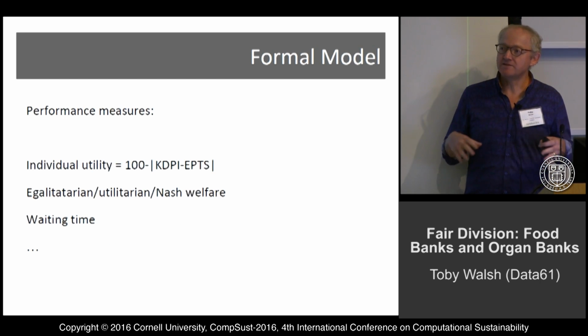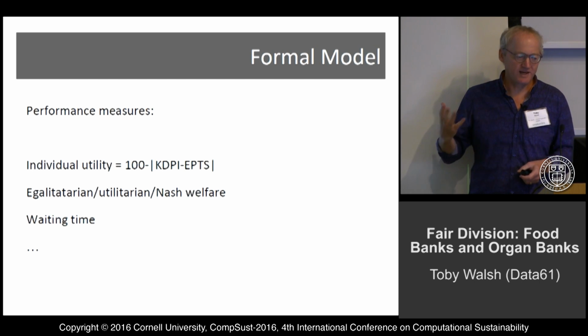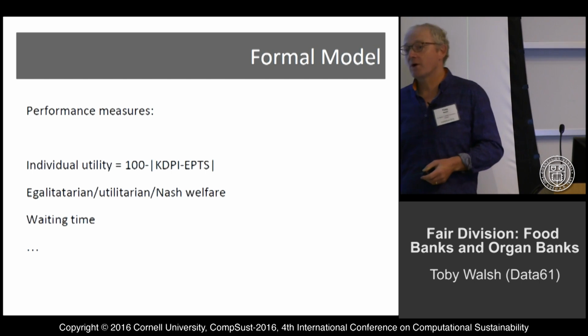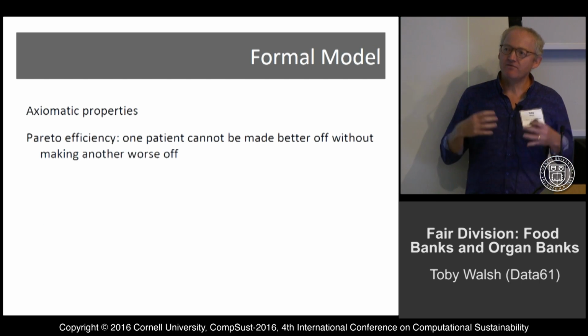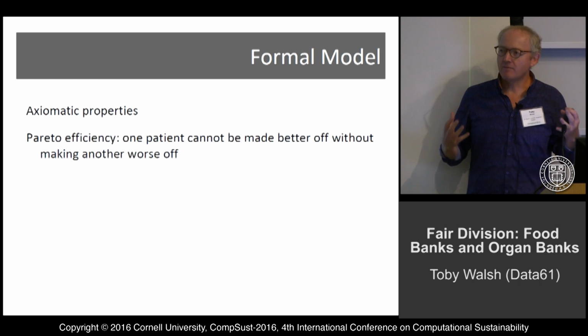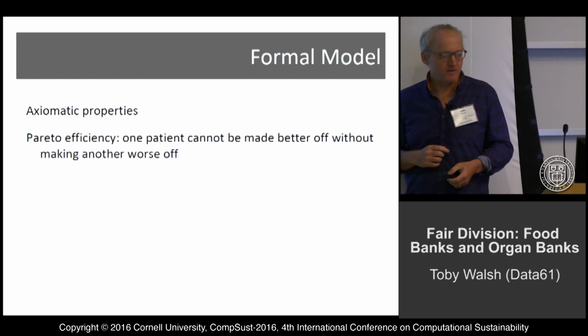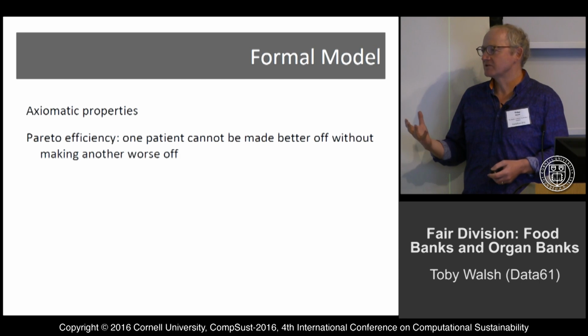And there's various performance measures that we're interested in, like the utility, the difference between the age of the organ and the age of the patient, also other things like the waiting time. And then we've been studying this just to give you a flavor for the sorts of things that we can help them with, thinking about, well, what axiomatic properties can we achieve? Like Pareto efficiency, we want to come up with a matching where we can't make someone better off without making someone else worse.